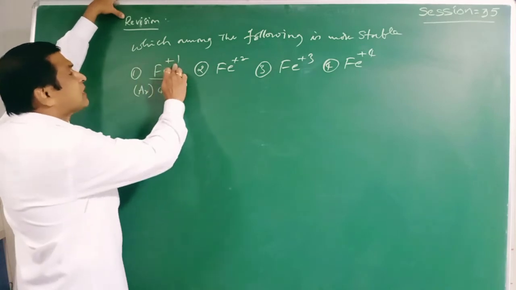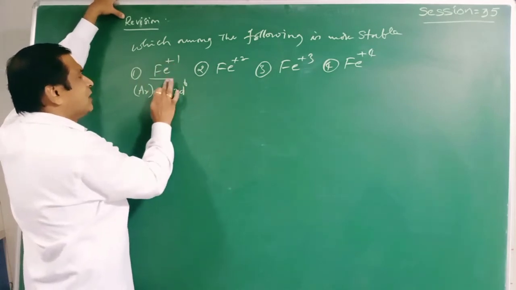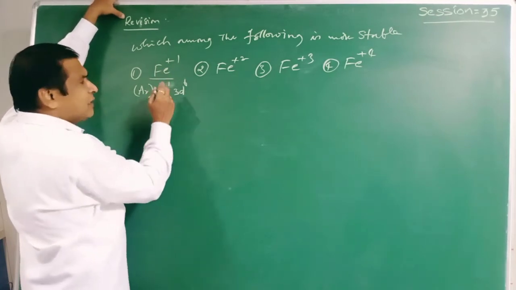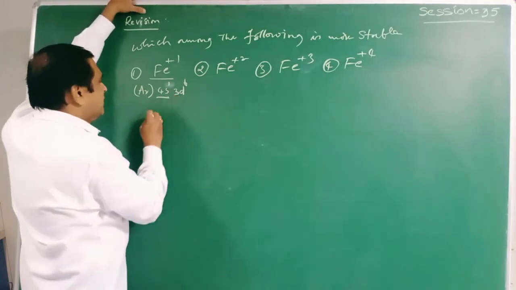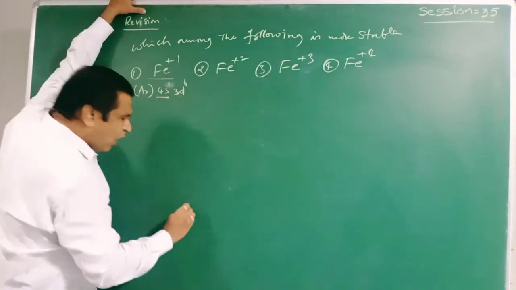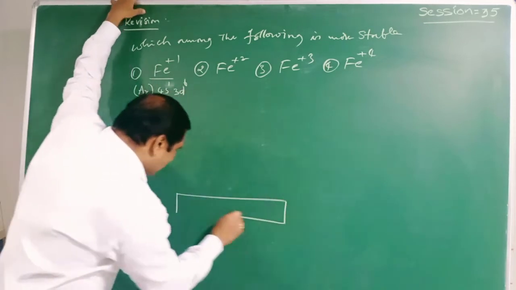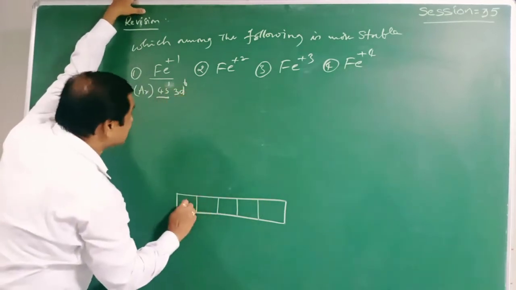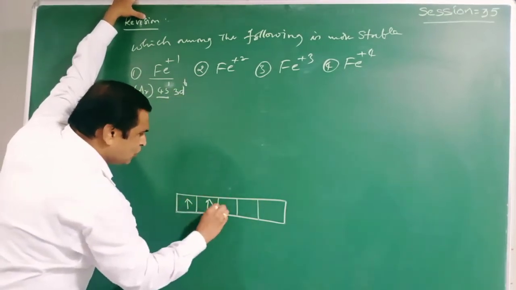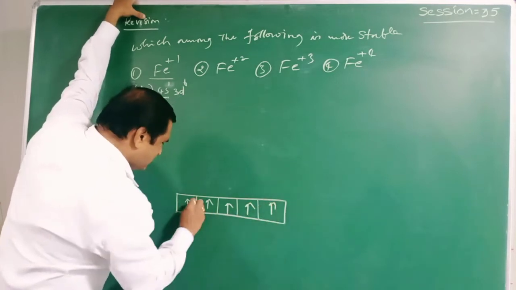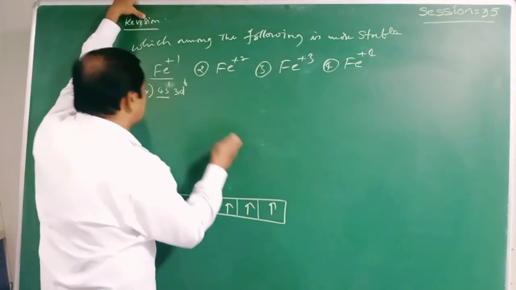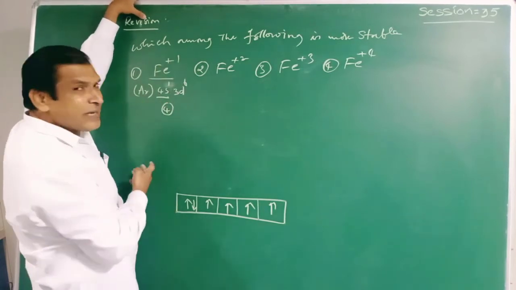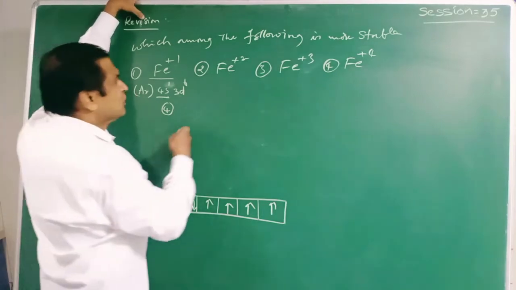Plus 1 means it lost one electron from the 4s orbital, so it is 4s1. How many unpaired electrons are there? The s orbital is not considered for Hund's rule, so the d orbitals, d6. All 5 d orbitals are like this: 1, 2, 3, 4, 5. With d6, that is 1, 2, 3, 4, 5, 6. How many unpaired electrons? 4 unpaired electrons. That means the Fe+1 ion has 4 unpaired electrons. It is not exactly half-filled d orbitals.